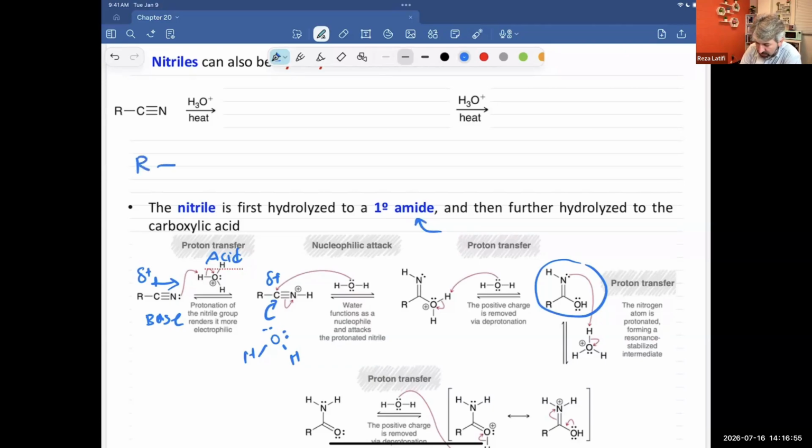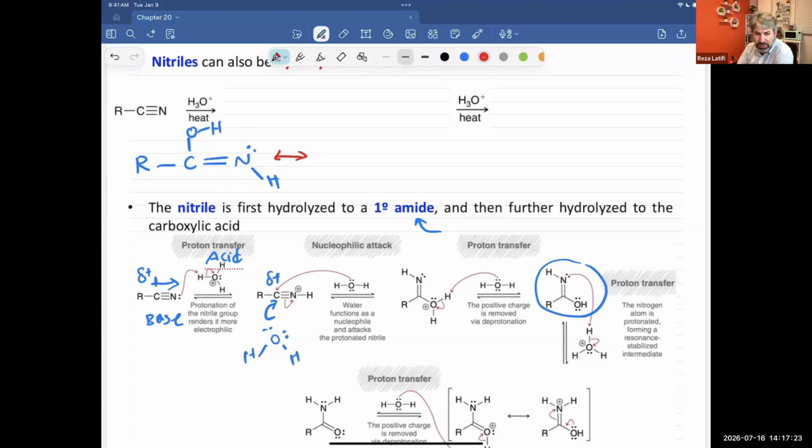We got R, C, and then here is O. And then, maybe I should write this way. Let me go with here. I got double bond, nitrogen, H. And then I will say here OH. Why do they say this one is amide? That's not an amide, because there is no carbonyl. But this one can do tautomerization.